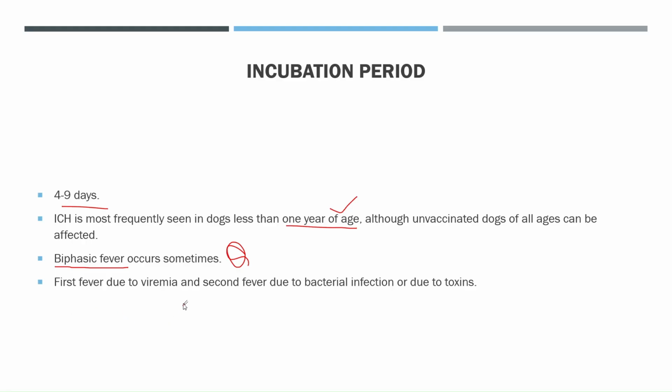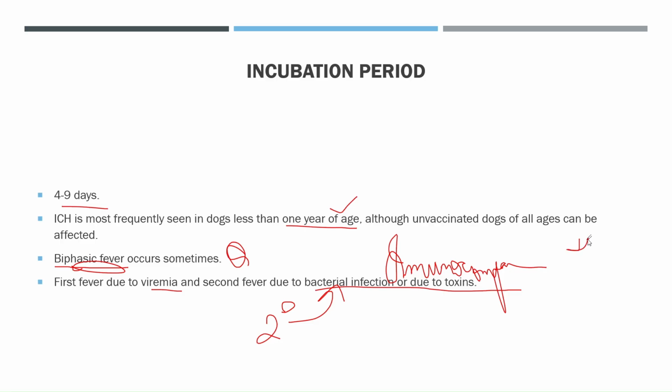Now first fever is due to viremia. So how is it biphasic fever? This is also important. How you will explain it: biphasic fever. The first fever is due to viremia and the second fever is due to bacterial infection or due to toxins. Okay. So you will see secondary bacterial infection. Why secondary bacterial infection? Because there is decreased immunity.